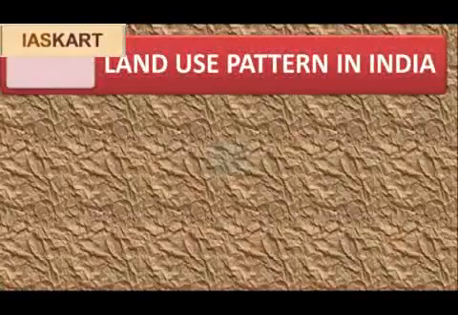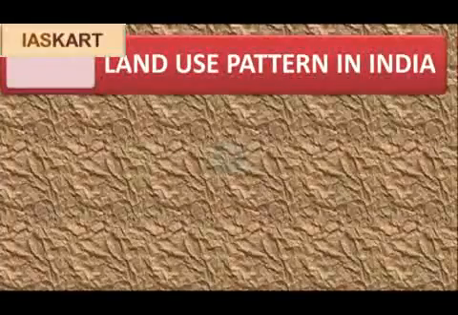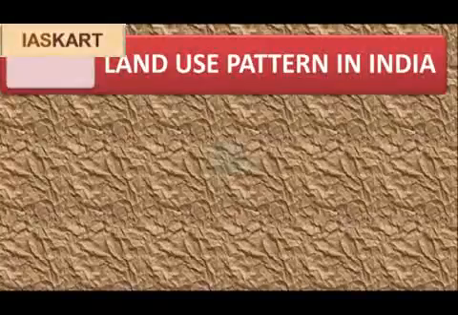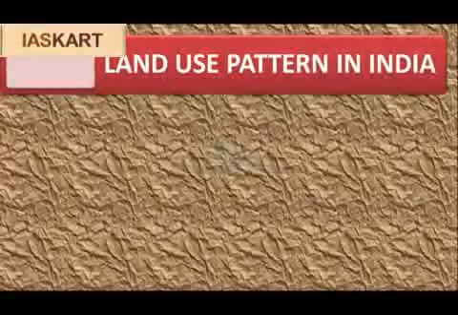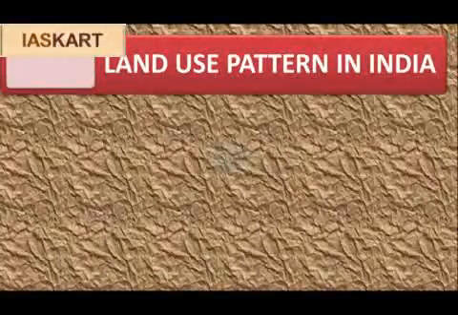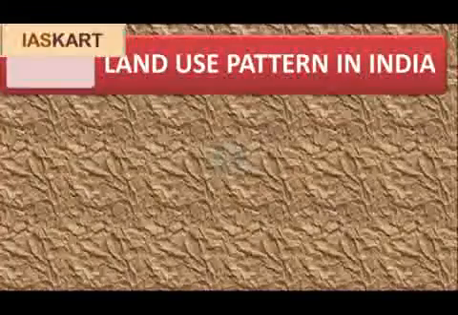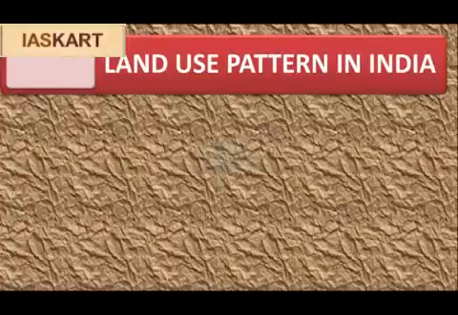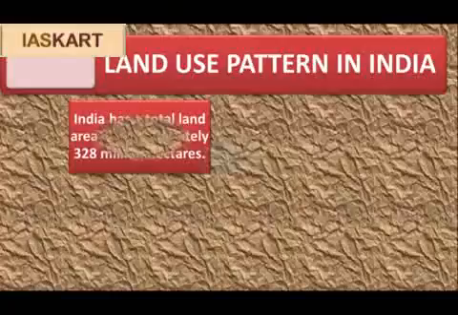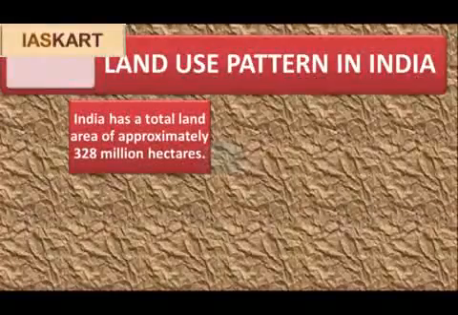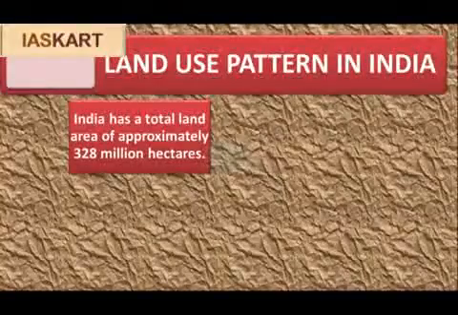Now, we will start with the land use pattern in India and the position of agriculture therein. Land use pattern in India relates to the physical characteristics of the land and the institutions and other resource framework like labor, capital, etc. All these aspects are associated with economic development. India has a total land area of approximately 328 million hectares. Land utilization statistics are obtainable for almost 93% of the entire land.